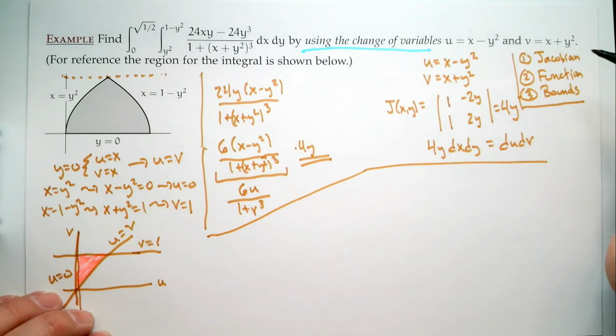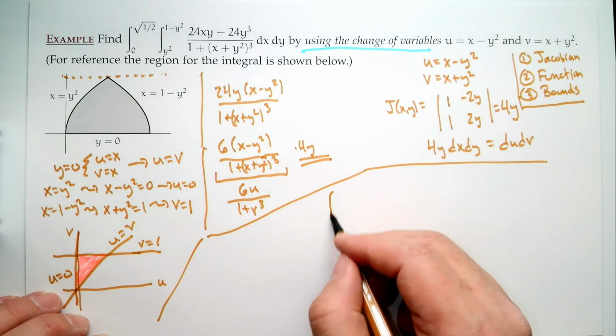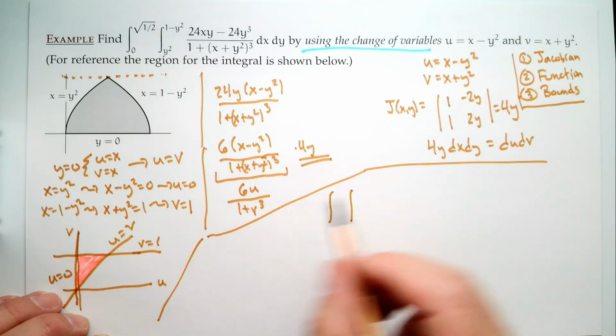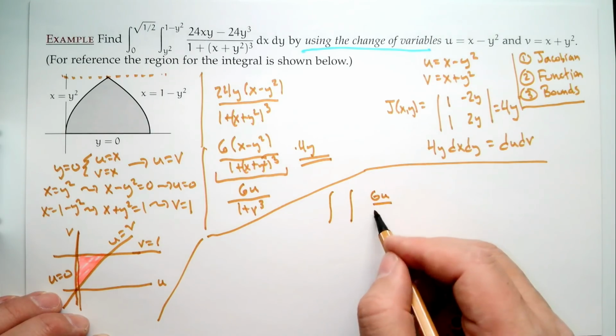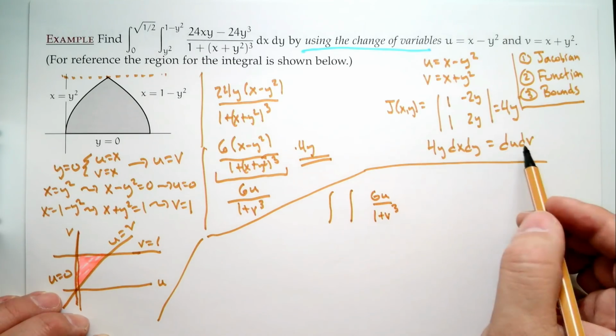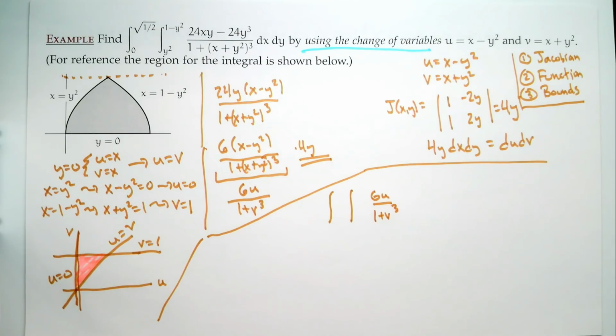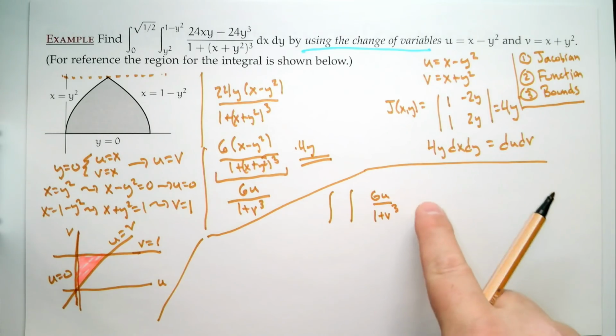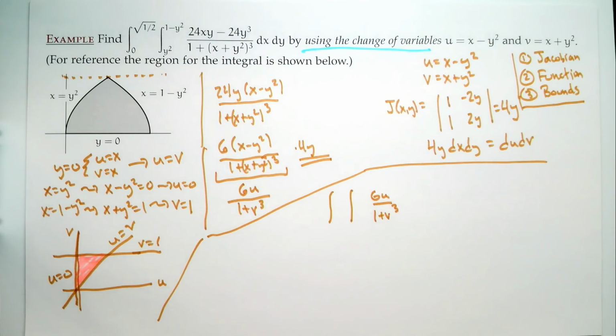So now that we've figured out our Jacobian, our function, and our region, we're ready to say that the integral becomes what? Well, the function will become 6u over (1 + v)³. That's our function. The 4y dx dy becomes du dv. And now we have to face a choice. We say, okay, do we want to integrate first with respect to u, then with respect to v, or would we rather integrate first with respect to v and then with respect to u? In other words, what order should go here? The answer is, which integral would you rather do?